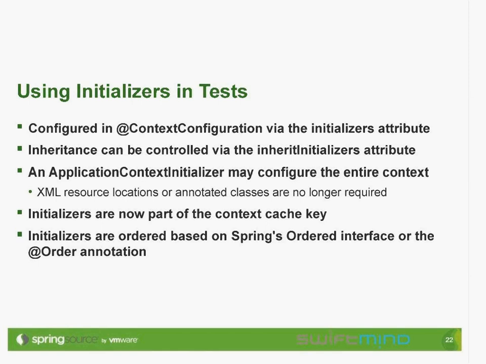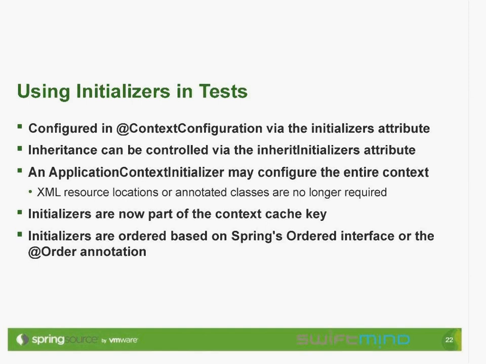Another thing to note is that in the past, you had to supply either XML resource locations or annotated classes, for example, configuration classes, in order to load an application context for your integration test. But now, with the support for initializers, it could be that you have a custom application context initializer that's responsible for configuring the entire context. So you may no longer need to configure resource locations or annotated classes.